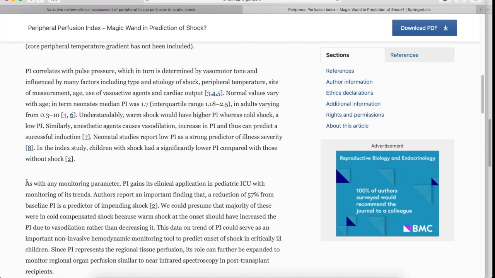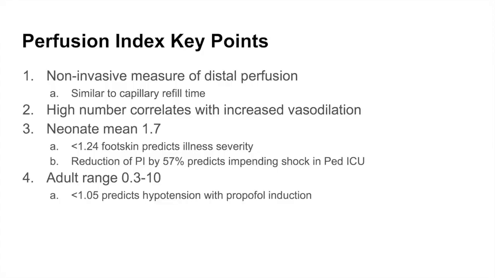And when used as a trend, authors noted that in the pediatric ICU setting, a reduction of PI by 57% from baseline is a predictor of impending shock. So, what do you guys think? Will you be adding perfusion index to your toolbox?